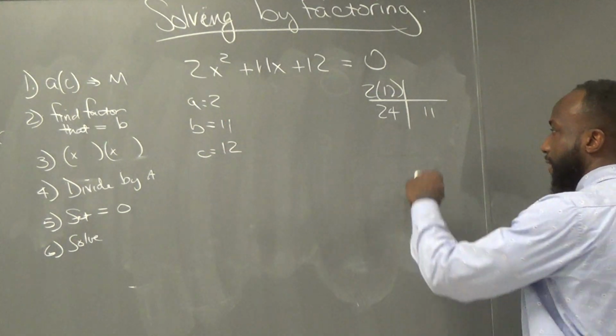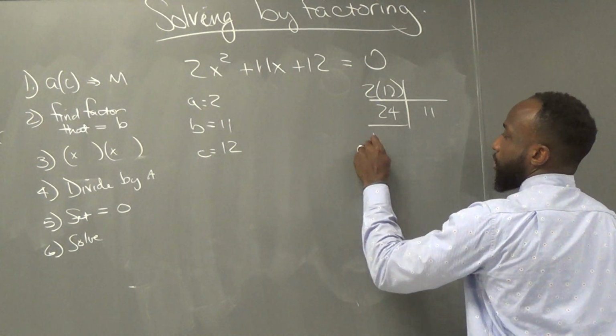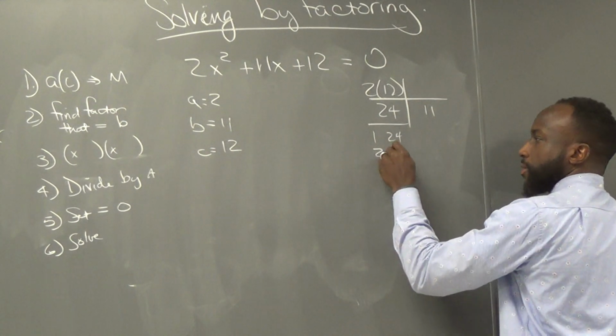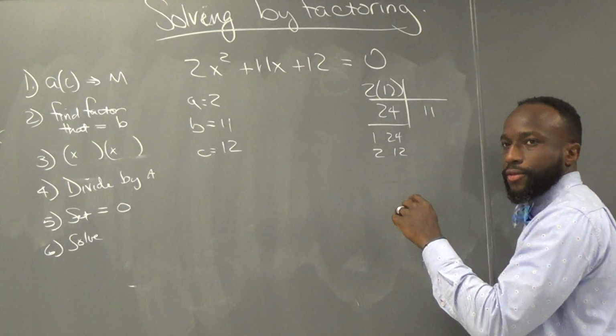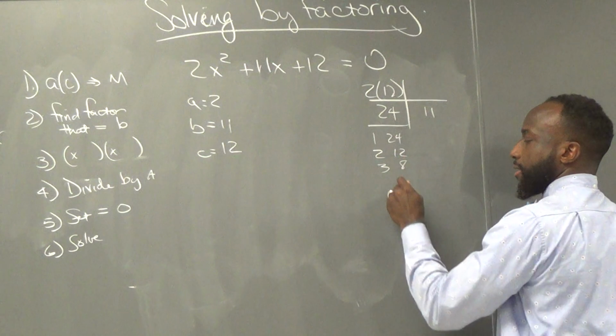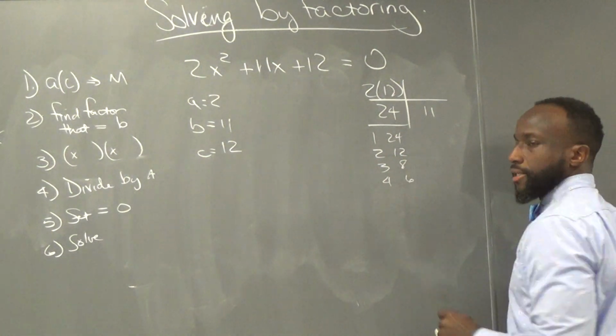All right. So what are our factors of 24? 1 times 24. 1 and 24. 2 and 12. 3 and 8. 4 and 6.